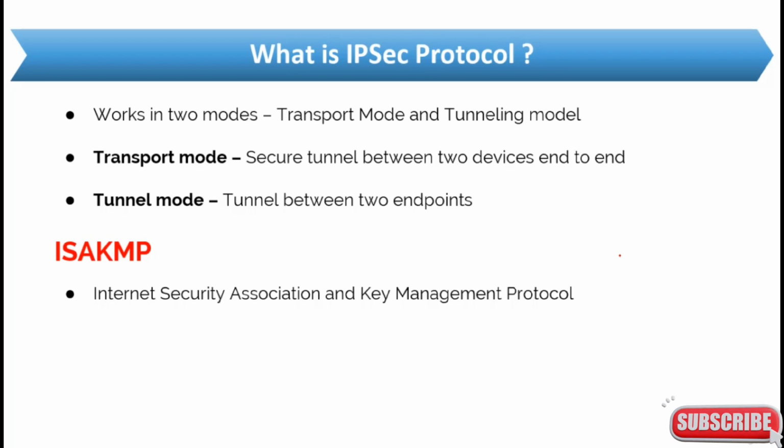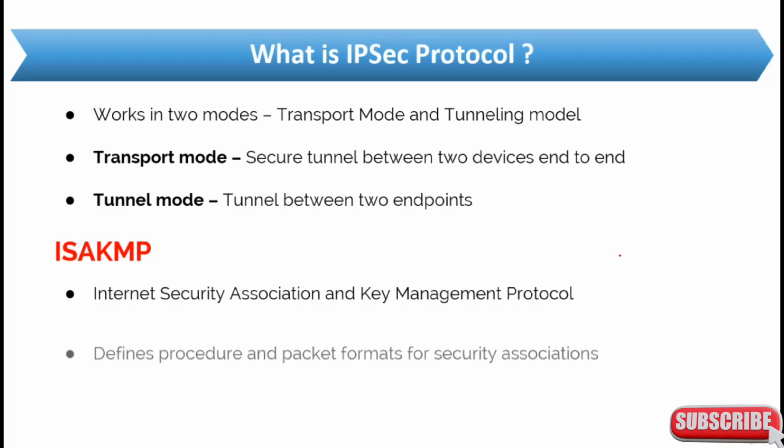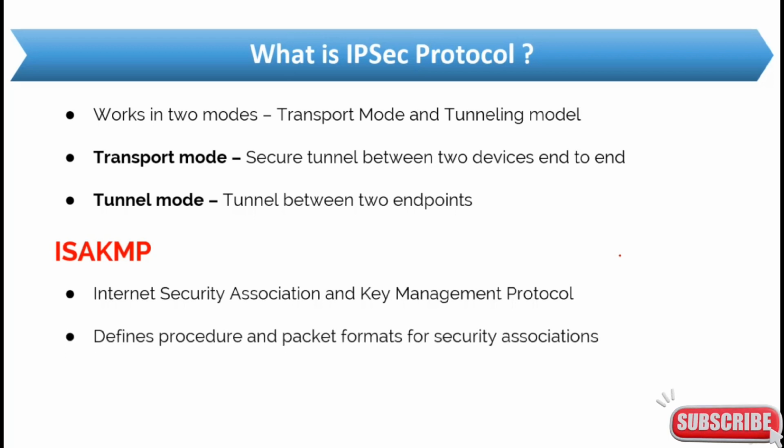Now, what is ISAKMP? ISAKMP stands for Internet Security Association and Key Management Protocol, which defines the procedures and packet formats to establish, negotiate, modify and delete security associations. Security associations, or SAs, contain information required to execute security services such as header authentication. We have seen in the last couple of minutes, header authentication and payload encapsulation.